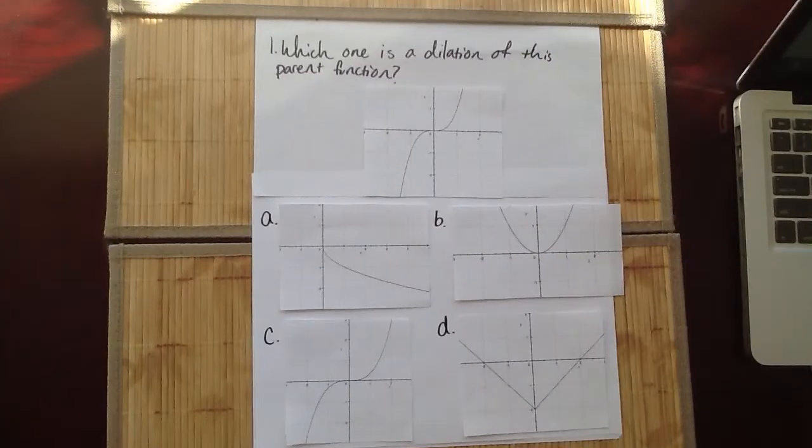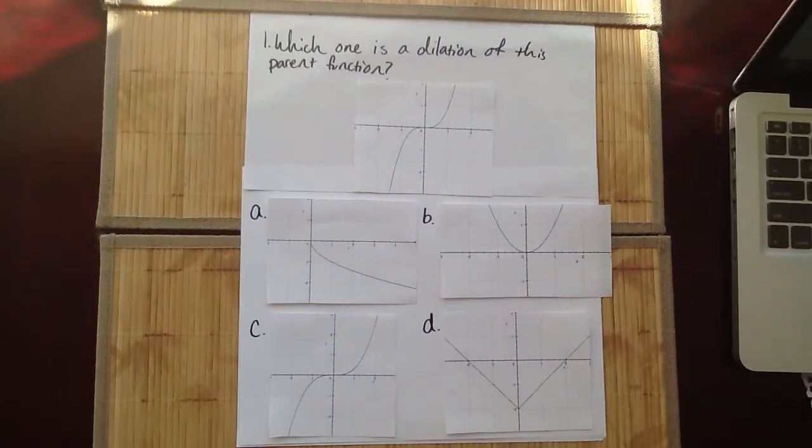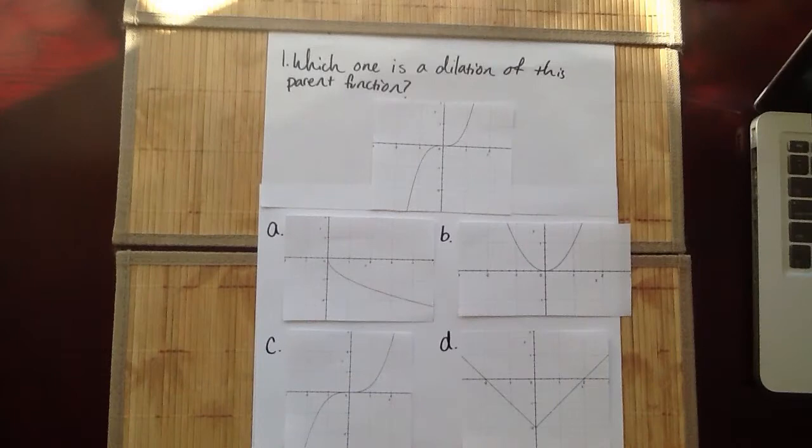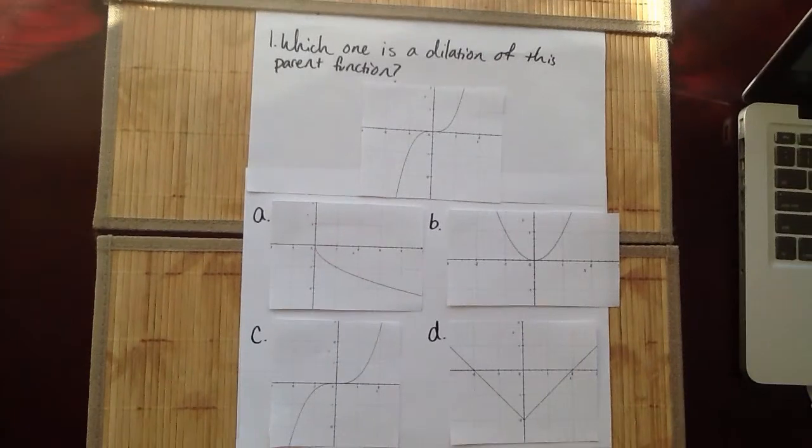Which one is a dilation of the parent function? The answer would still have the same function as the parent cubic function. Choice C is a cubic function that has been widened by some scale factor, making it a dilation of the parent function. Choices A, B, and D have completely different functions and therefore should not be considered.